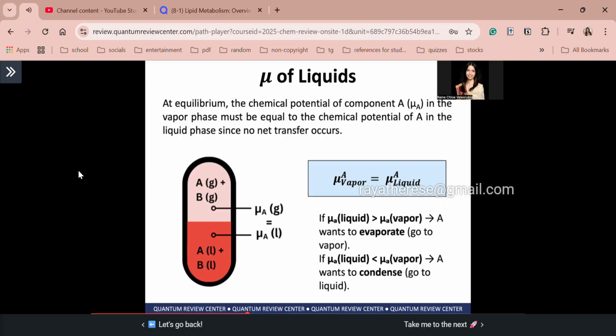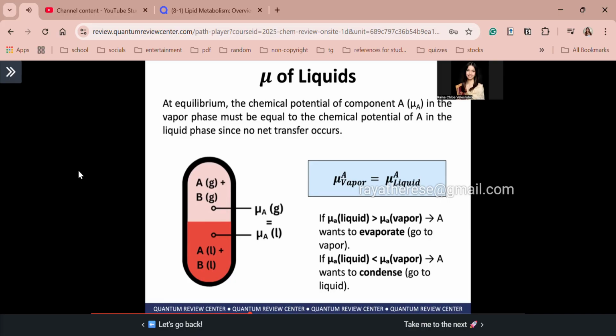Anong mangyayari if the chemical potential in the liquid phase is greater than that of the vapor phase? Guys, ang mangyayari, si component A, gusto niya nang mag-evaporate, okay? A wants to evaporate, it wants to go to the vapor phase, okay? So it wants to go to a lower energy state, okay? Kaya, it will want to go to the vapor phase, okay?